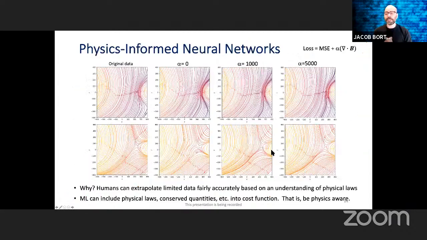The second part is how do you mix together physics with your machine learning models? In our previous models that I've shown, it was all data driven. It was just, here's the data, and create a model that will reproduce that data for me. But we as humans can take a fairly limited amount of data and very accurately extrapolate it, because we understand intuitively how the system functions. We have an understanding of the underlying physical laws. How about we imbue our machine learning models with such an understanding?